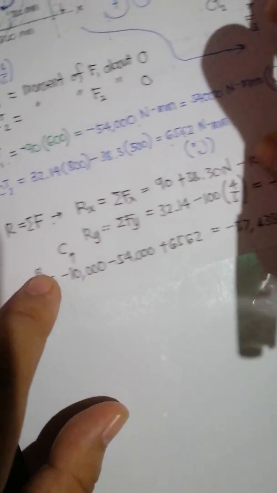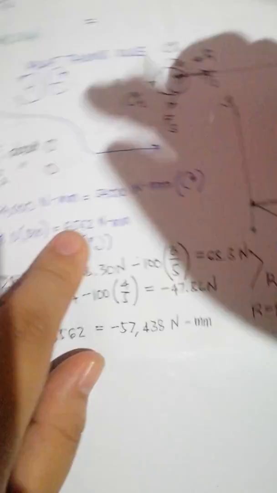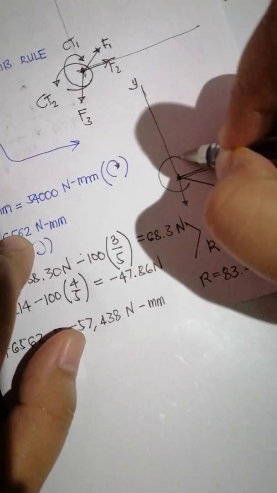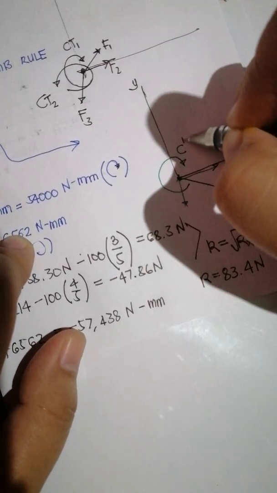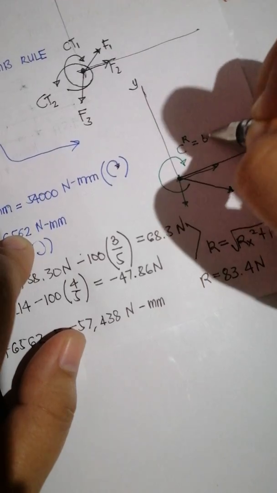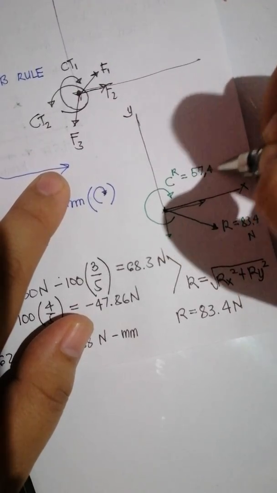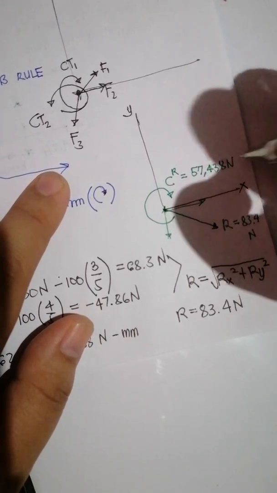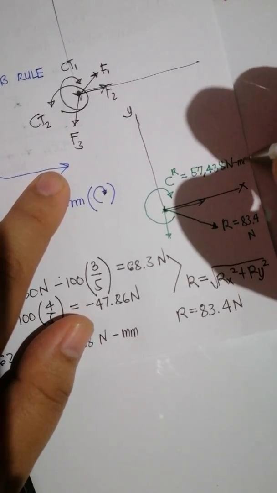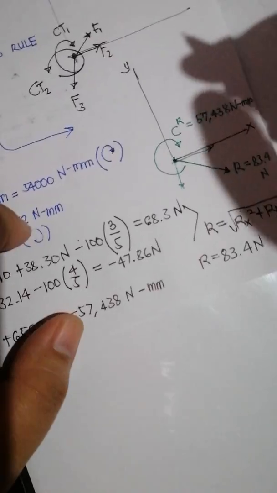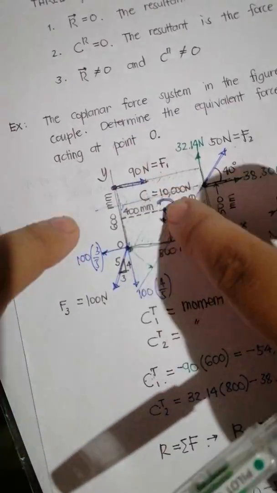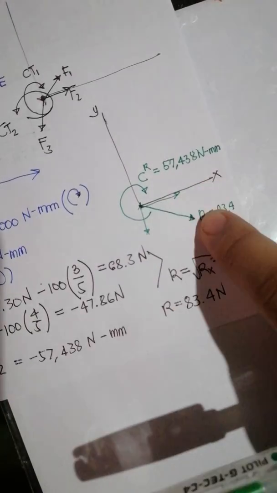Tapos, ang ating couple ay negative. So, therefore, it's clockwise. This is the couple resultant, 57,438 Newton mm. Yan. So, we have already, for this original force system, we have determined its equivalent force couple system.